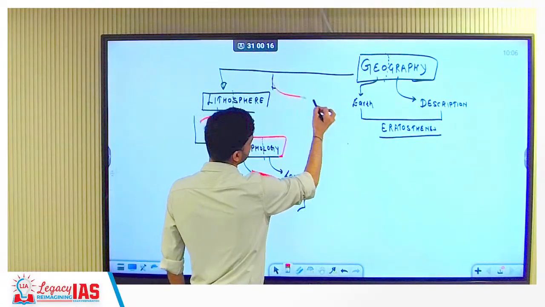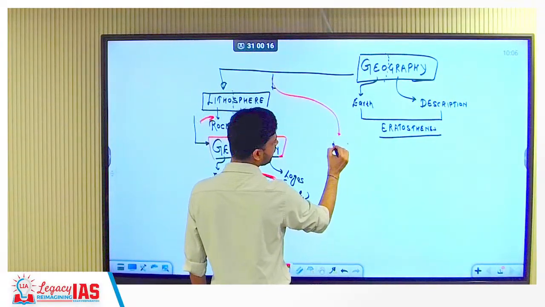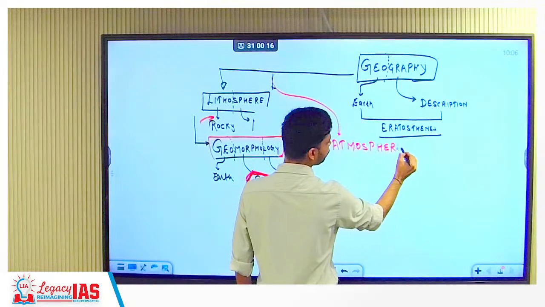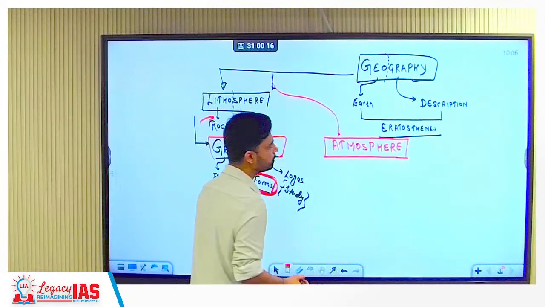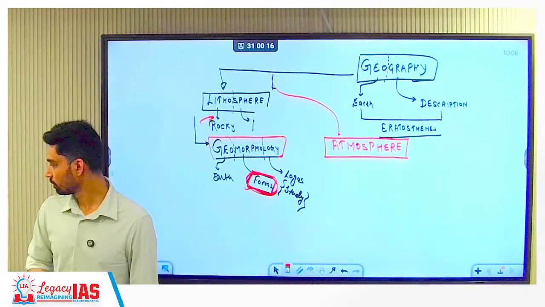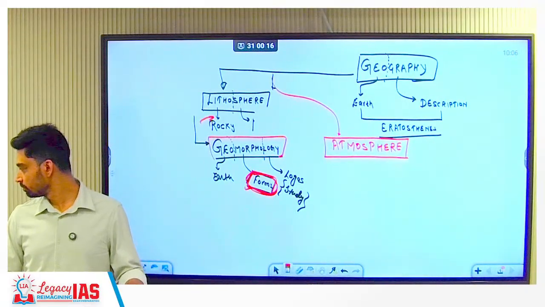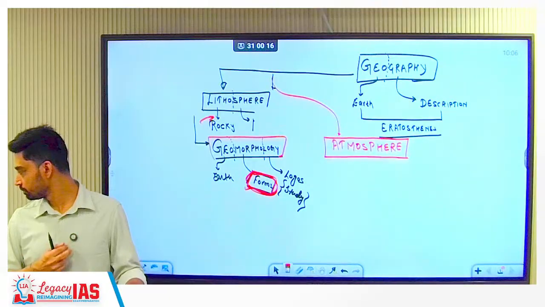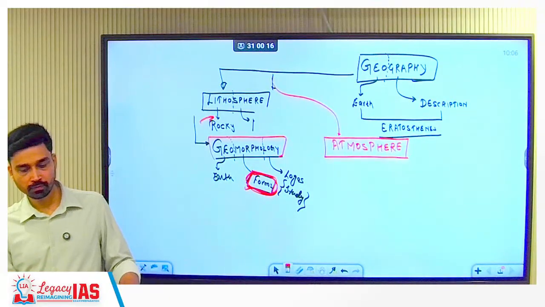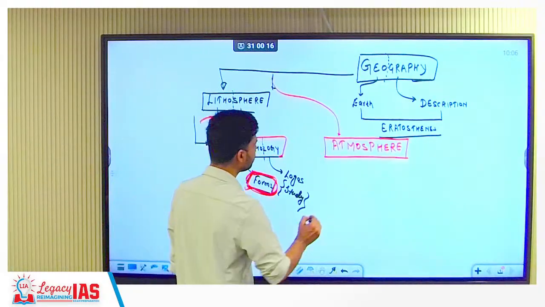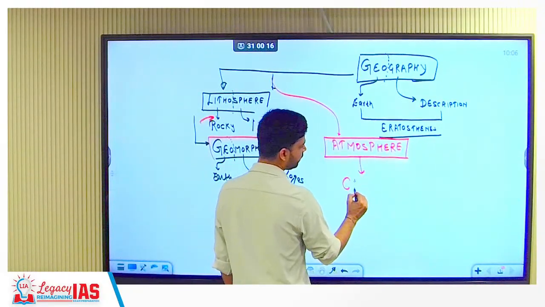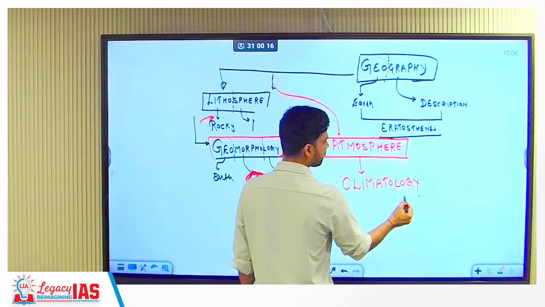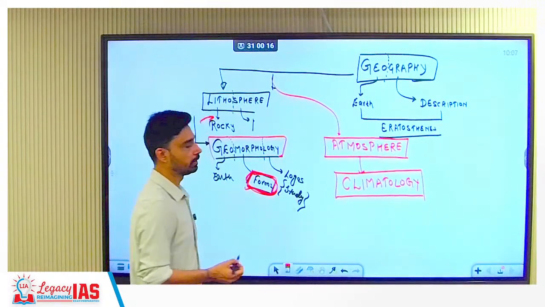Okay. Then after this, the second domain of the Earth is the atmosphere. The thin envelope of gases that surround the Earth. And the study of atmosphere is carried out in the branch of geography which is referred as climatology.